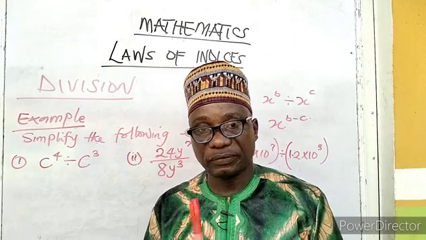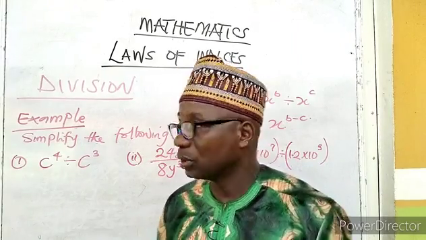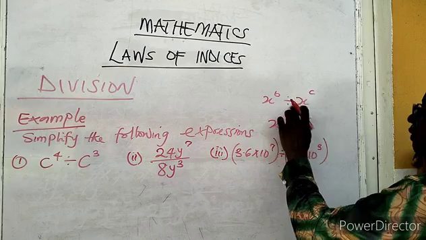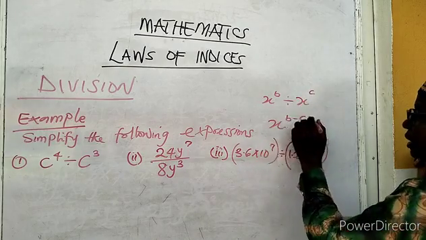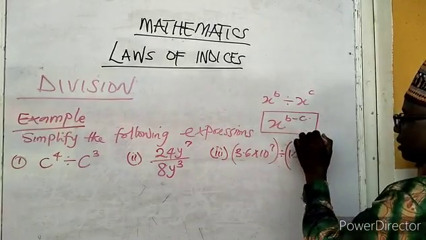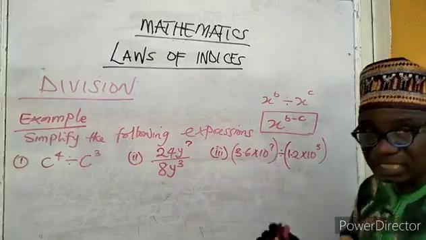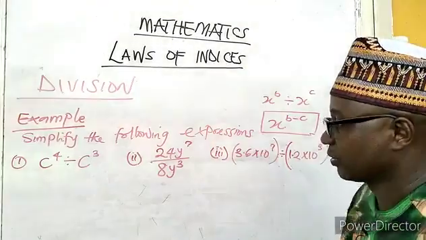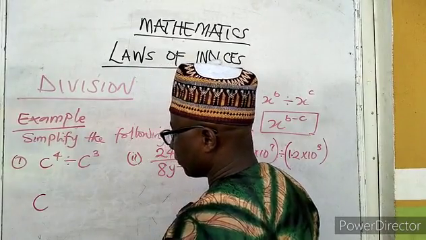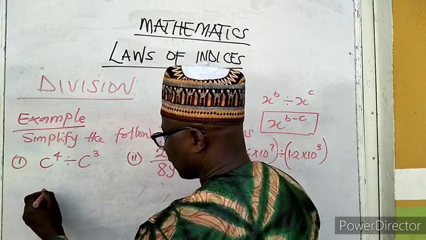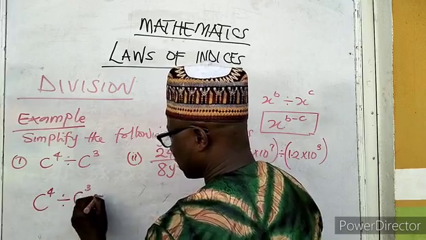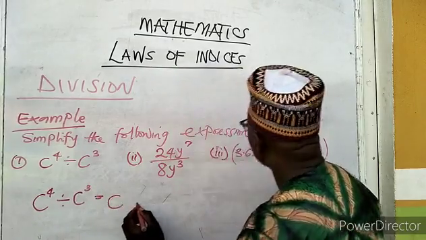Now, for our law, I've given you the law. What is the law? That is x raised to the power of b divided by x raised to the power of c. The law is saying that you just need to subtract. You are dividing. Divide, you have to subtract. Now let us see the application here. This one now means c raised to the power of 4 divided by c raised to the power of 3. What does that give? This one now means c.